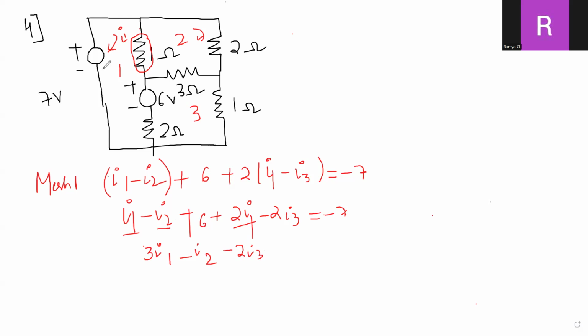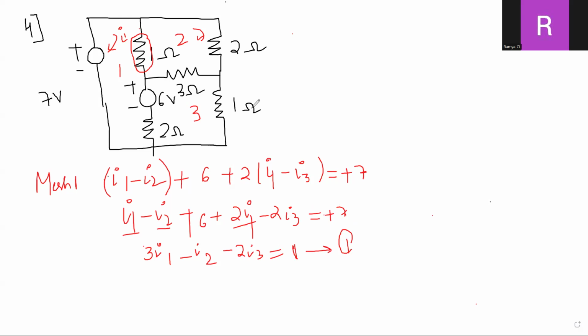Wait, this is already minus 7, so when minus 7 goes to the other side it will be plus 7, because this is already minus 7. So it will be plus 7 minus 6 is 1. Understood? Yes, sir. Because this is in minus sign already, we made a mistake there.